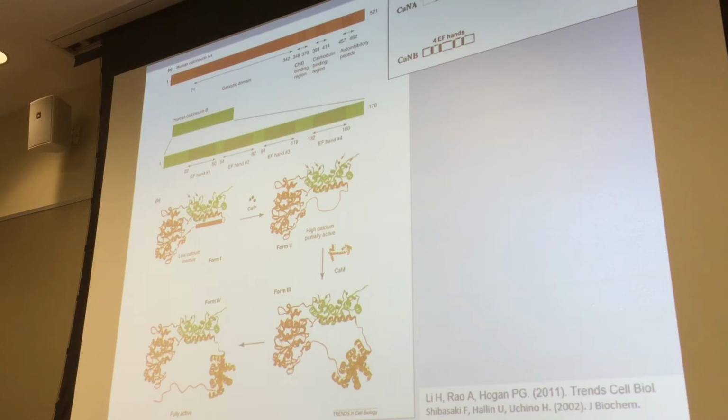So we have a low calcium, inactive form, and then as we get calcium binding, the calcium binds to these sites on the B subunit. That gets it partially activated, and then to top things off, our calmodulin can bind, and once that binds, now we have a complex that is fully activated. So you can see you've got different levels of the ability of this phosphatase to be able to remove phosphate groups.